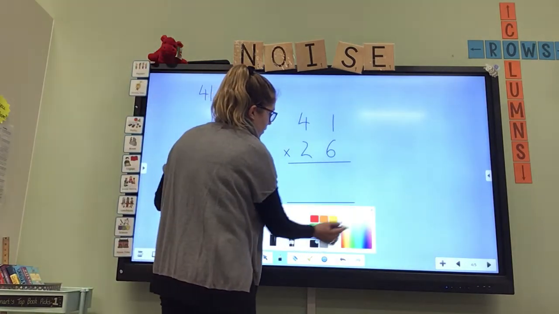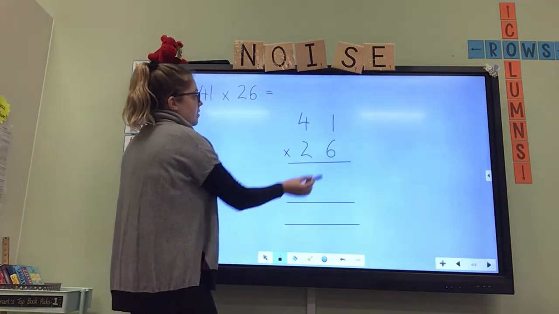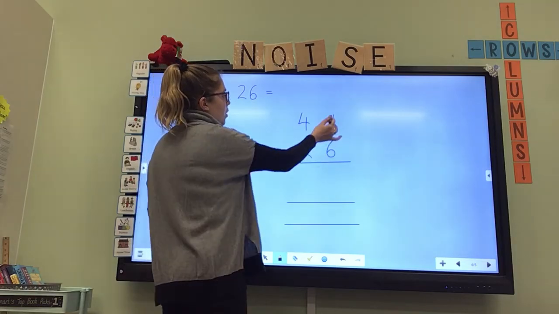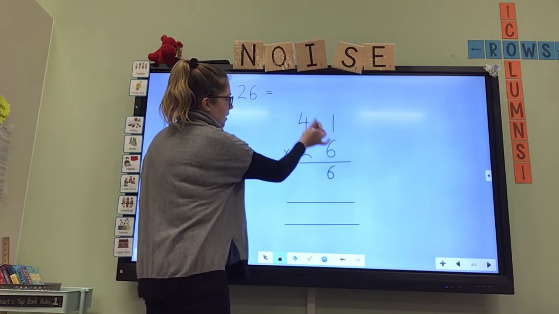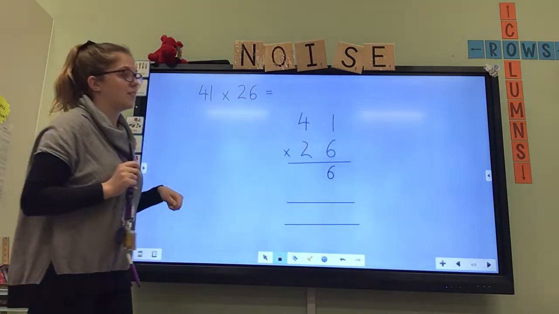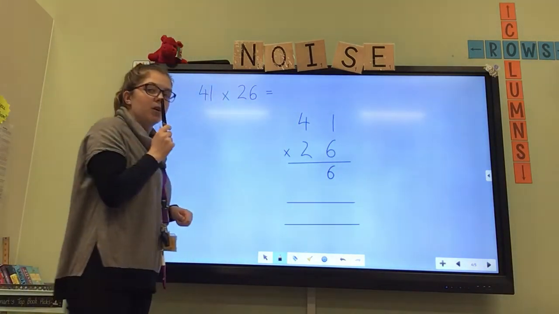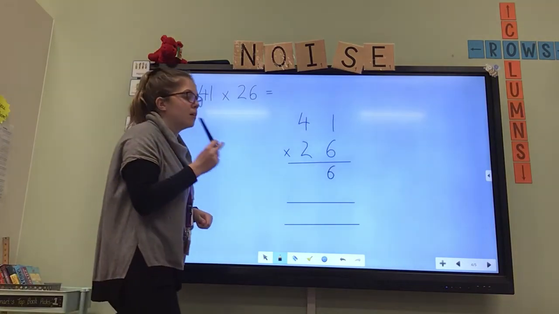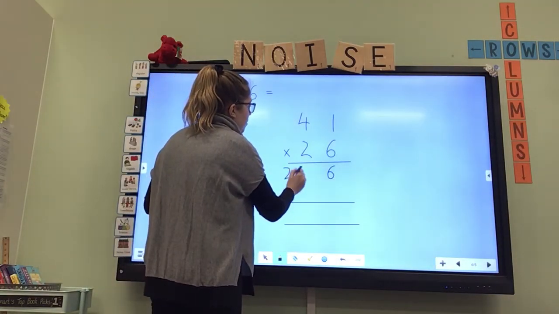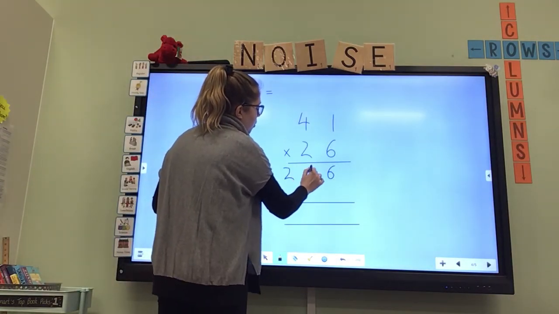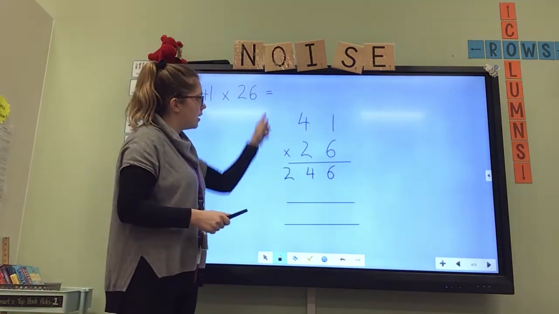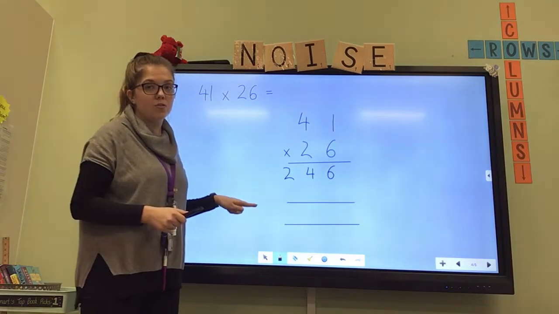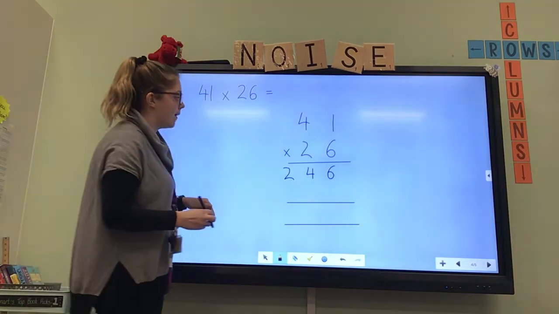So, first things first, we always start in our ones. So, 1 times 6 we know is 6. 6 times 4, or 6 times 40. What is that going to be? So I know that 4 times 6 is 24, so 40 times 6 is going to be 240, and this 2 does fall into my hundreds, so I know I've set that out correctly.